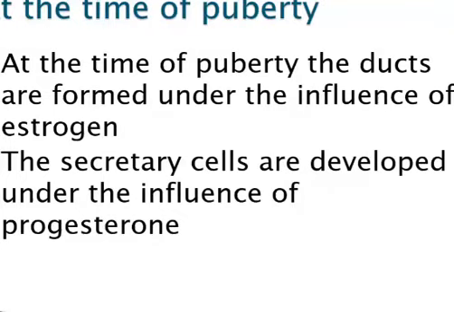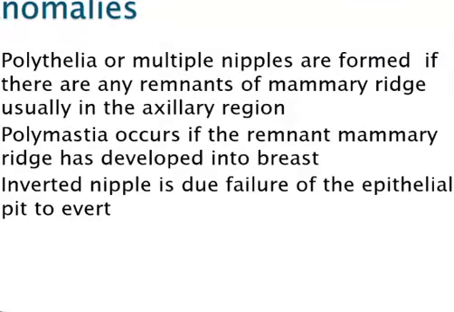Then at the time of puberty, the ducts are formed under the influence of the hormone estrogen, and the secretory cells are developed under the influence of progesterone. Then coming to anomalies, there is one condition called polythelia, that is multiple nipples, and they are usually formed if there are any remnants of the mammary ridge, usually in the axillary region.